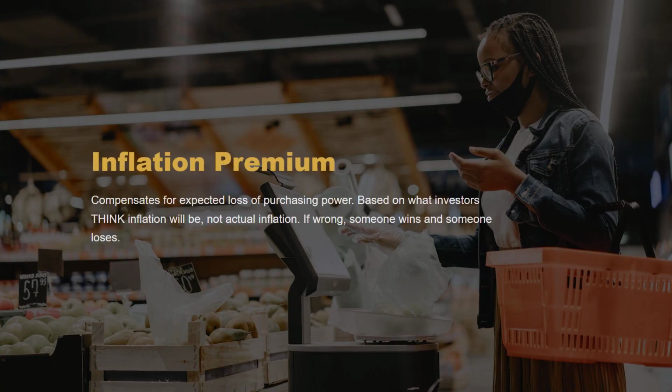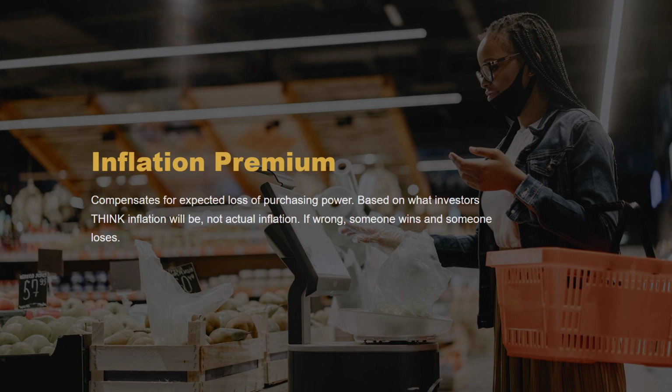On top of the real risk-free rate, we add an inflation premium. This compensates you for the expected loss of purchasing power over the life of the investment. Here is the intuition. If inflation is 3% this year, then $100 today buys what $103 will buy next year. So the lender demands at least 3% more just to break even in real terms.